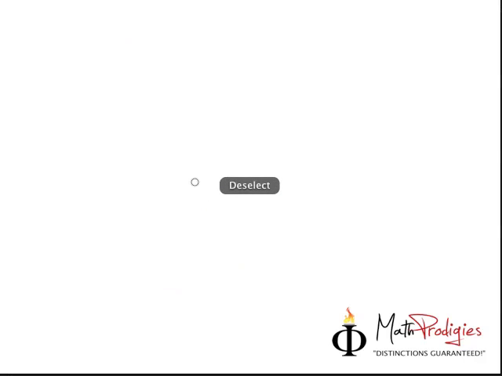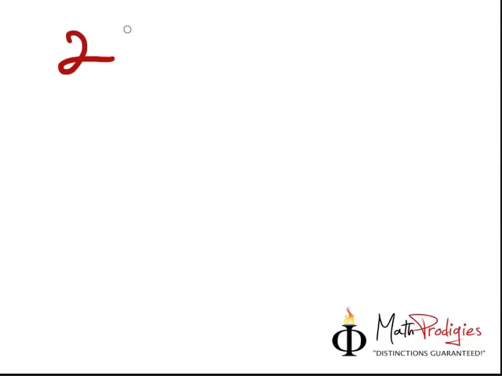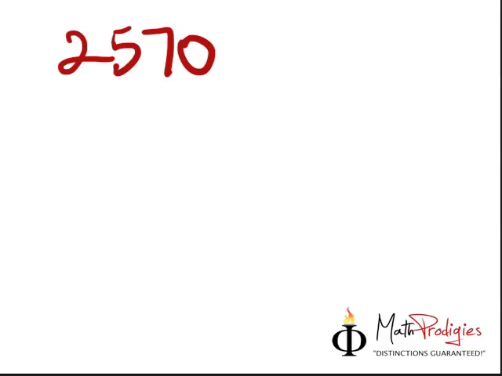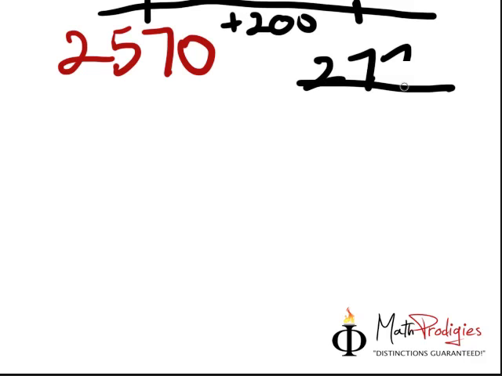The answer is 2570. And for the last bit, this answer is 200 less than what? That means this is 200 less than something. The question is asking you for that something. So this number, 2570, is 200 less than something. That means if it's less, our number is actually more, by 200. So you plus 200, you will get 2770. And that is our answer. Alright, good job.